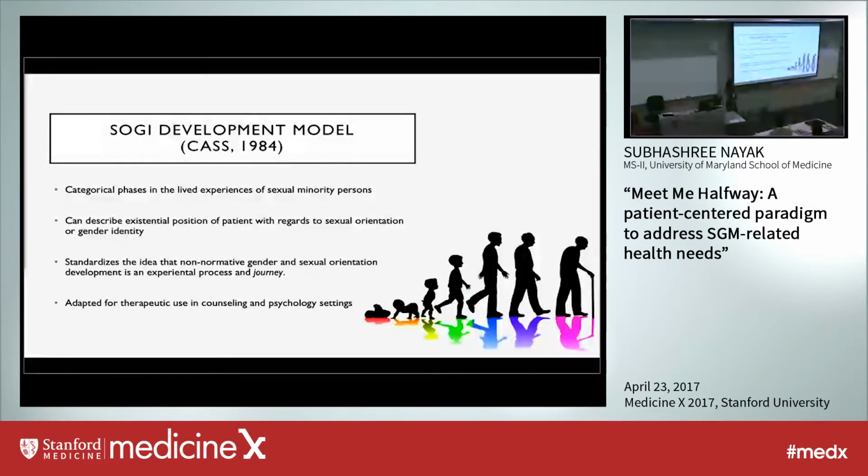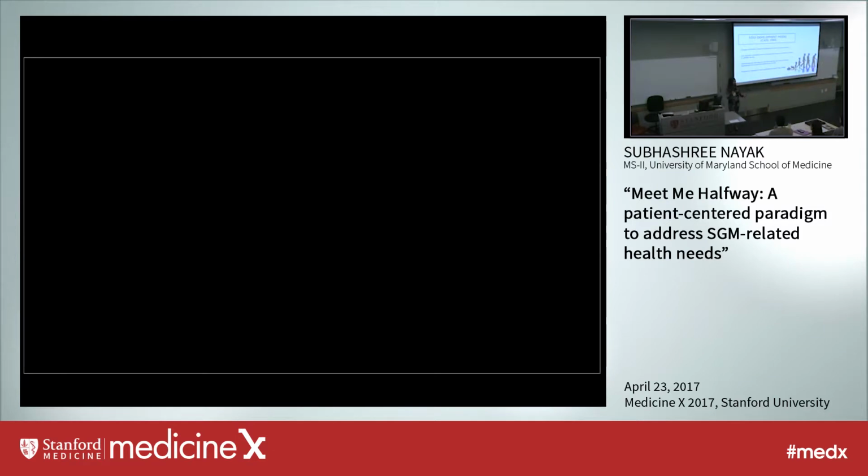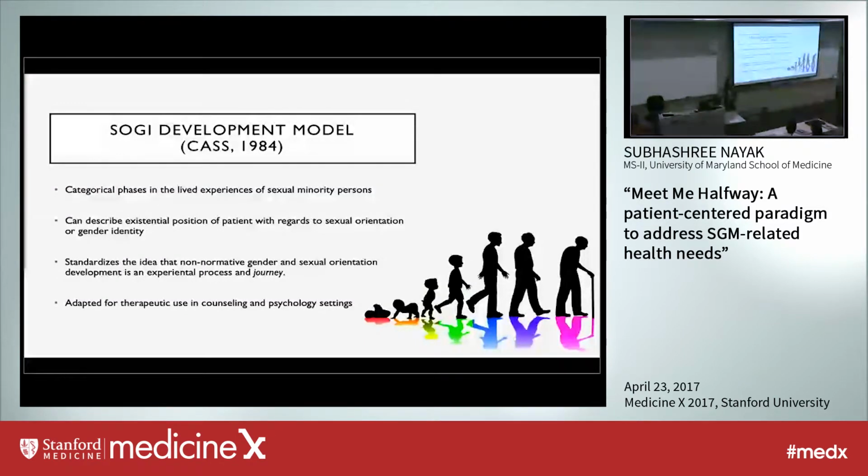Essentially, they're categorical phases of the lived experience of sexual minority persons. So in essence, individuals start out being socialized to believe that they're heterosexual, and then over time, maybe right before puberty or so, they start realizing that they're actually somewhere on the spectrum. This model describes the process of coming to terms with that. I took this from the actual paper. It can describe the existential position of patients with regards to sexual orientation or gender identity. It's difficult to describe an existential position, as any of you could probably surmise, but that's what this model aims to do.